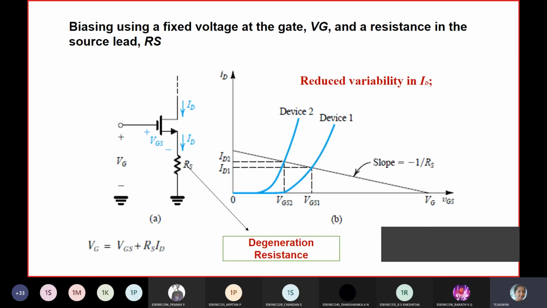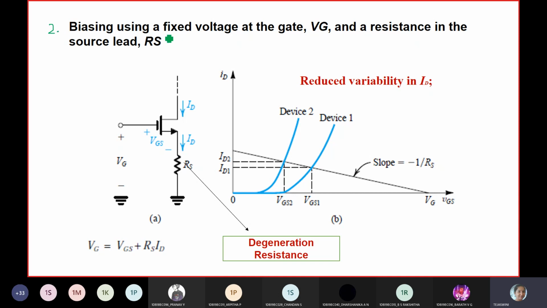So the next technique, the second technique, is biasing using a fixed voltage at the gate, that is VG, and a resistance in the source lead. The circuit is still a common source, but you are including a source resistance at the source terminal, and we are fixing VG. So the gate voltage is fixed. In the same characteristic curve, ID versus VGS, VGS1 and VGS2 will vary, but VG is constant. We have joined a straight line here.